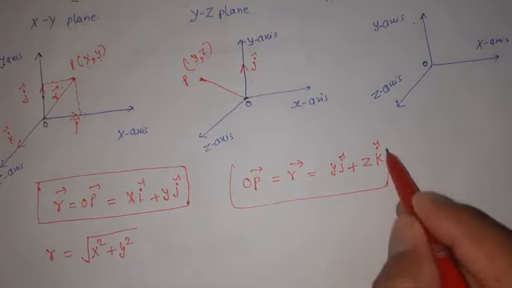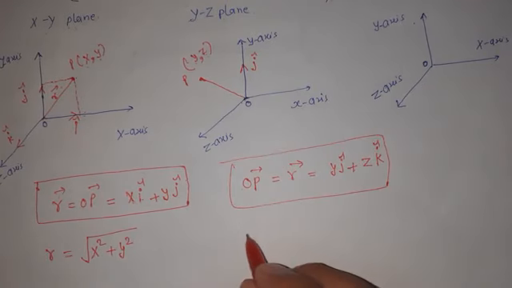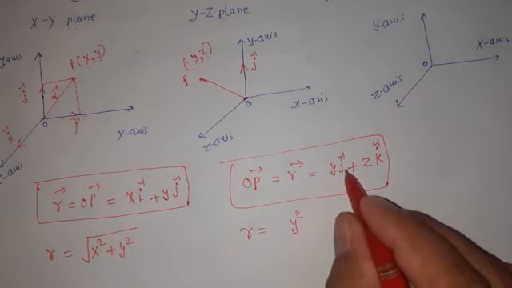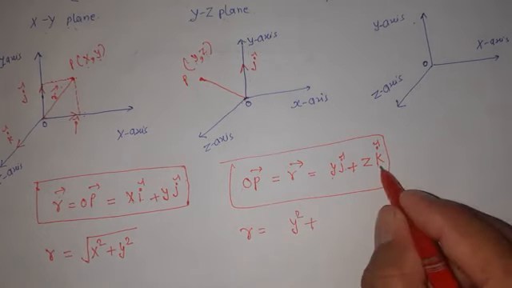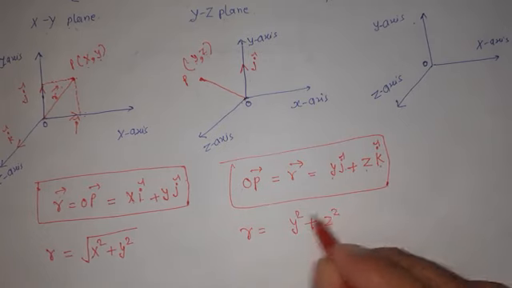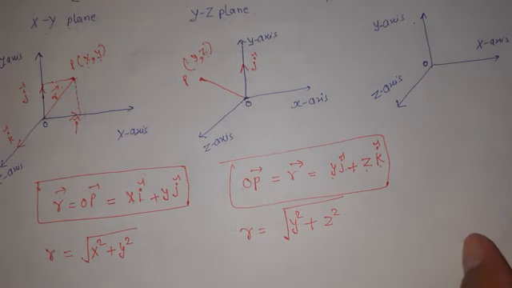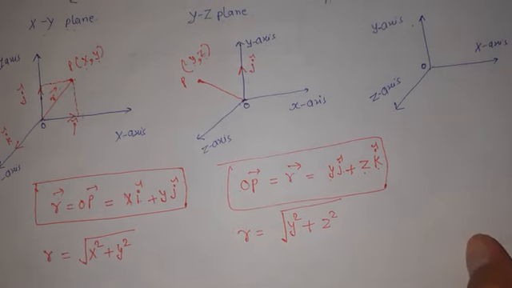Okay, this is the position vector here, and the magnitude will be given by the square of the term along with j, plus the square of the term along with k, and take the whole under root. So this is the magnitude of its position.